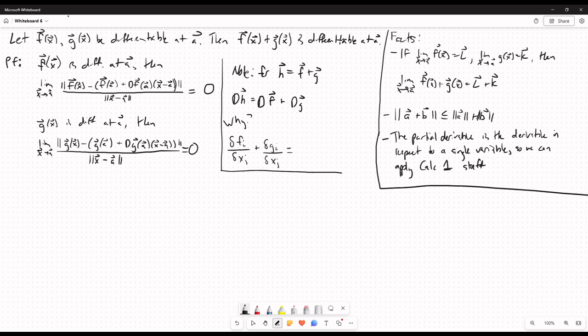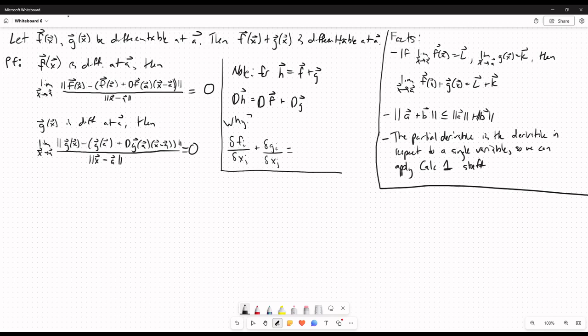In this video, we're going to prove one of the more basic, quote-unquote, derivative rules when it comes to vector-valued functions of multiple variables. And this is basically the rule that if f of x and g of x are both differentiable at a, then their sum is also differentiable at a. Now to do this, we'll need a few facts.